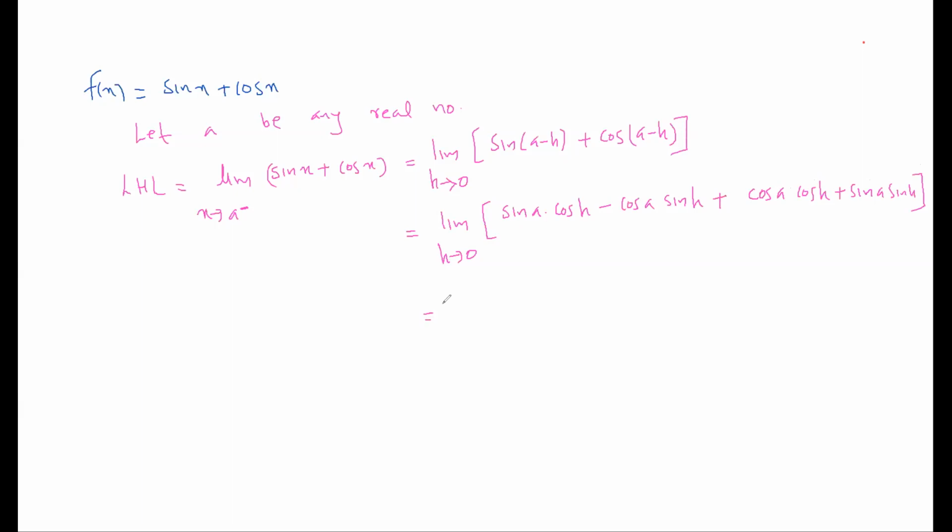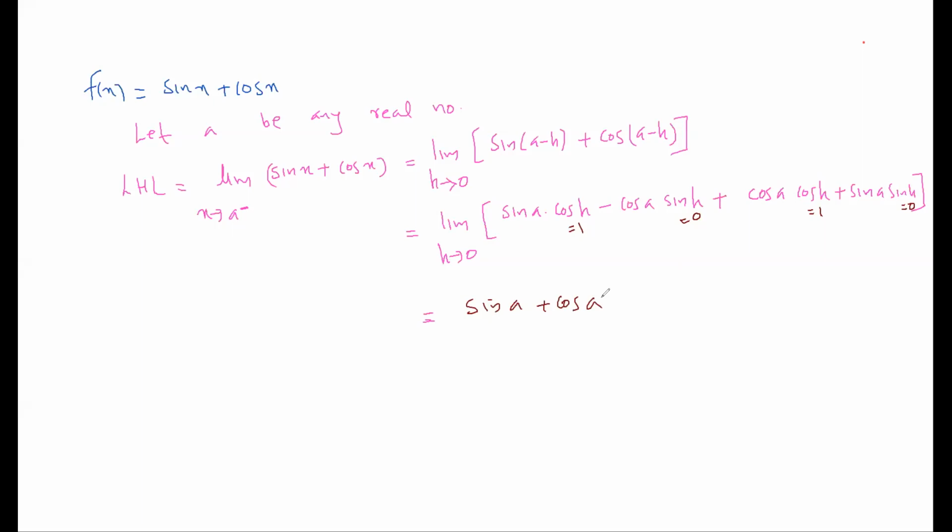Now directly h goes to 0. H goes to 0, so cos 0 is 1 and sin 0 is 0. So you will get sin a into 1, which is sin a. Next is cos a into 0, which becomes 0. Then cos a into cos h, that is 1, so cos a. Then again sin a into 0, which is 0. So you will get the left hand limit as sin a plus cos a.